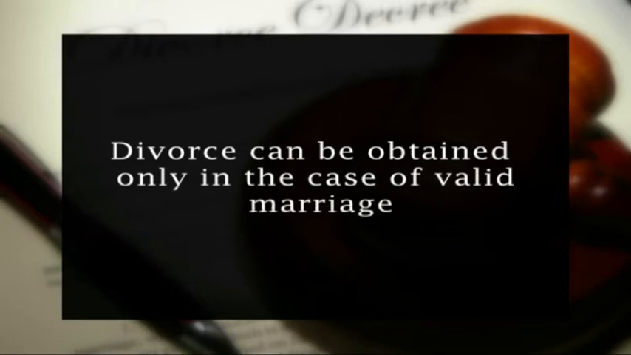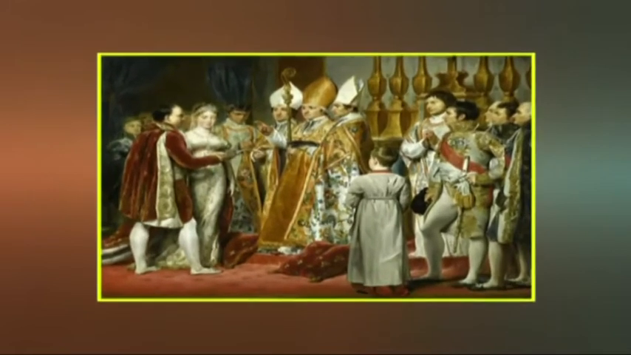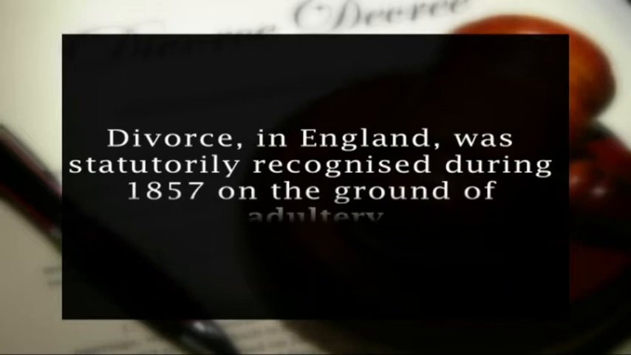It is different from the process of annulment, under which the marriage is declared null and void. Thus, divorce can be obtained only in the case of a valid marriage. During the early period of the Roman regime, both marriage and divorce were considered private acts of the parties, and they were free to enter into marriage or sunder it according to their wishes. Divorce in England was statutorily recognized in 1857 on the ground of adultery. Later on, the grounds of cruelty, desertion and insanity were added.